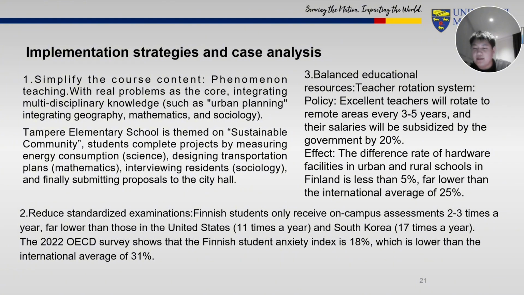Third is balanced education results by implementing a teacher rotation policy. Experienced teachers are rotated to remote areas every 3 to 5 years, and the government subsidizes 20% of their salaries. As a result, the difference rate of learning outcomes between urban and rural schools in Finland is less than 5%, which is far lower than the international average of 25%.